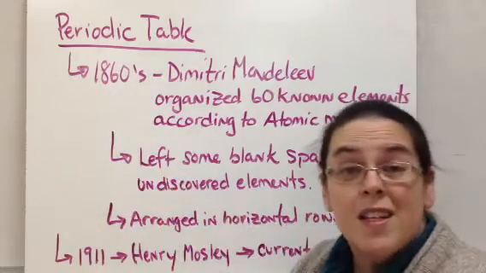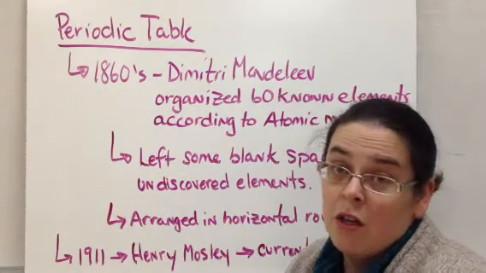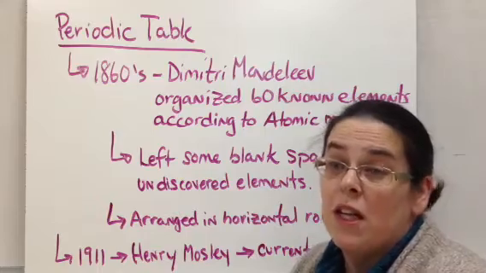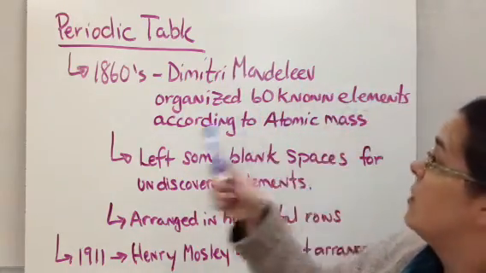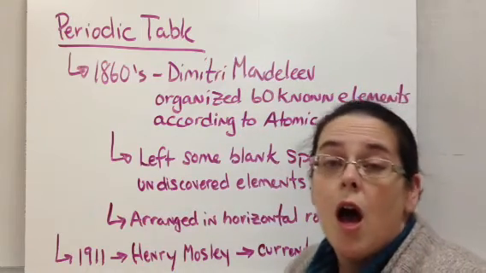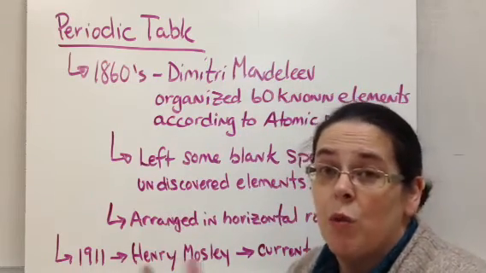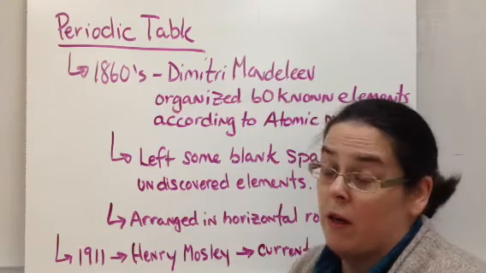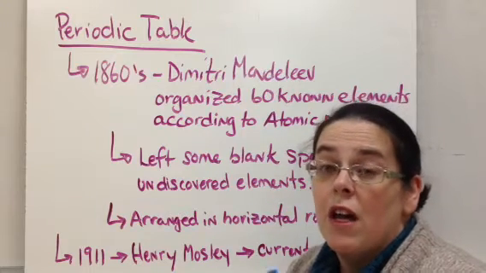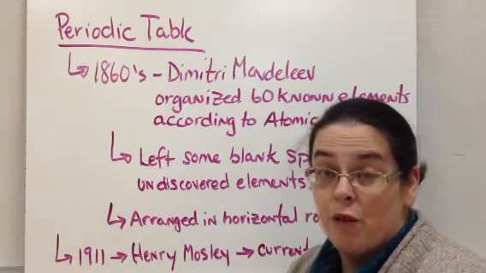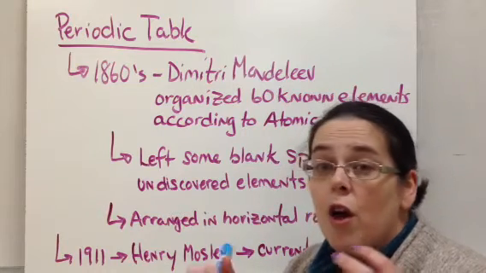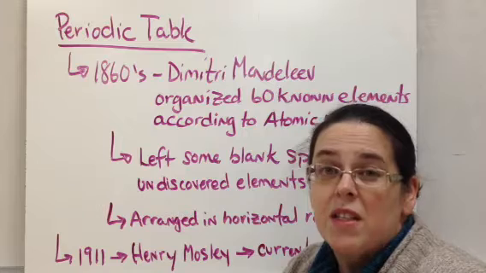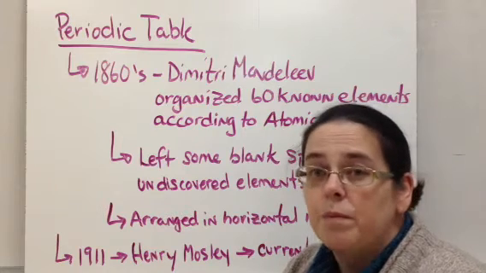It started out in the 1860s. A Russian scientist by the name of Dmitry Mendeleev organized the 60 known elements according to their atomic mass. Up until that time, there had been lots of arranging of the elements, but no orderly arrangement. So Mendeleev is given credit as being the father of the modern periodic table because he's the one that came up with the idea of putting them together based on their atomic masses.